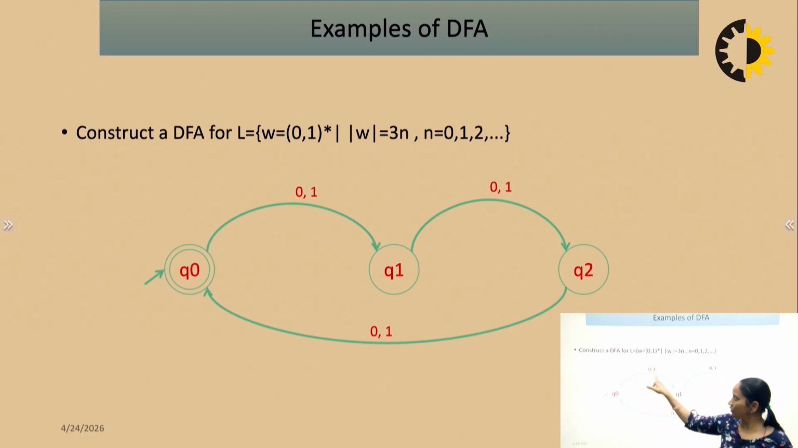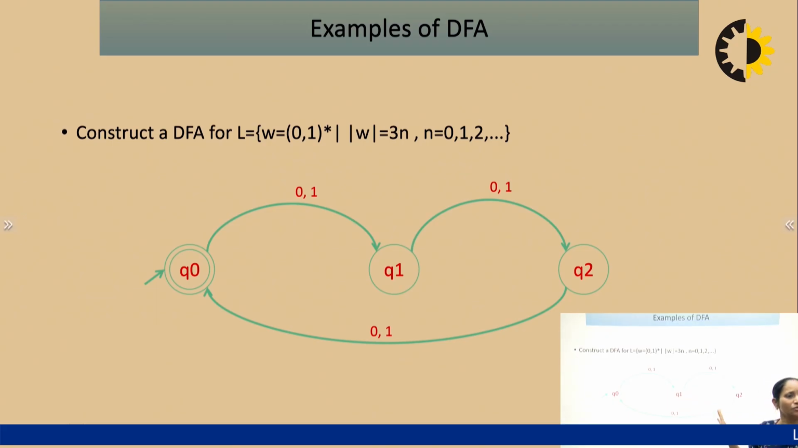So if no input is consumed, then the initial state will also be the accepting state. If the length of the string is 1, either 0 or 1, it will not be accepted. For length 2, either 0, 0 and so on, it will not be accepted. Again the accepting state is Q0. So lengths 1, 2 and 3, then 4, 5 and 6 loop around, and this loop provides lengths up to 3n, multiples of 3.